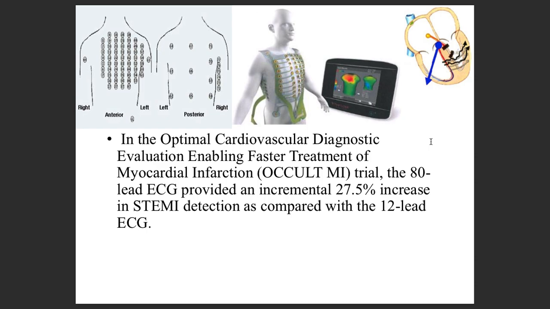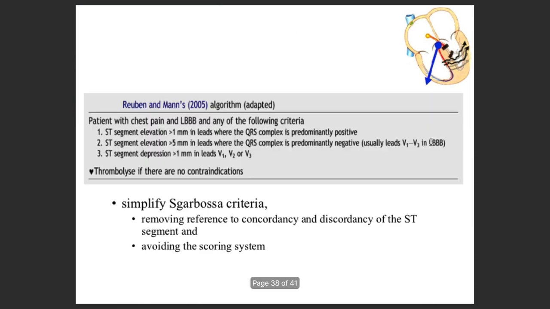So now they have also been trying to make it even better. That is what is called the occult MI study. Occult MI study was optimal cardiovascular diagnostic evaluation enabling faster treatment of myocardial infarction. In that, they proposed a newer algorithm, called the Rubin and Mann's algorithm. It sounds a bit gender biased, but okay. So this is also similar.